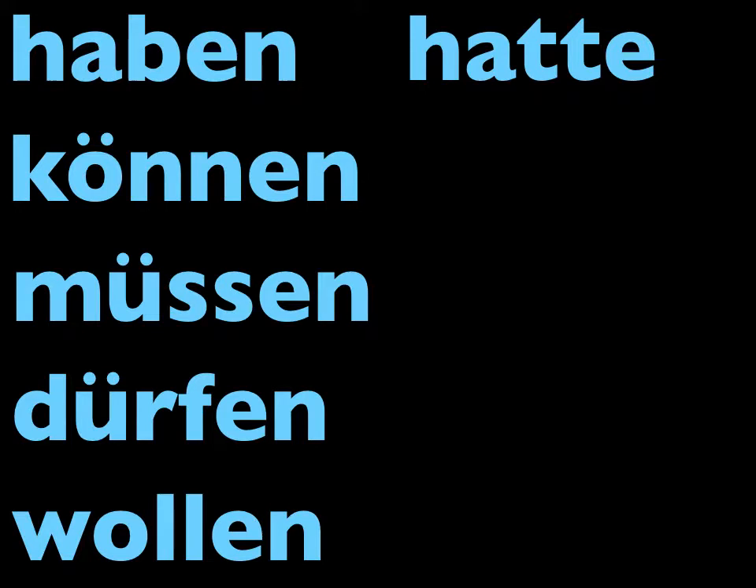Ich hatte, and once you have that, of course, just add st for the du form, n for the plural forms wir and sie, and t for the ihr form, and you've got it. Ich hatte, du hattest, er hatte, wir hatten, ihr hattet, sie hatten.